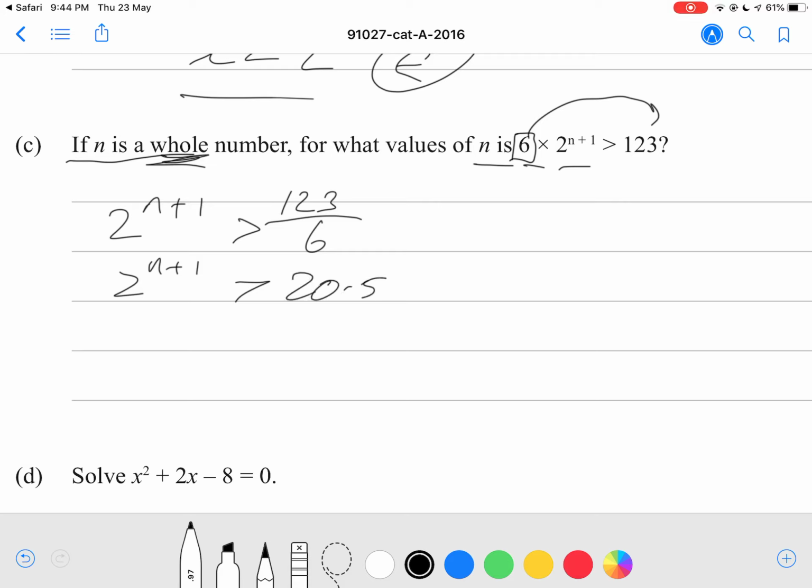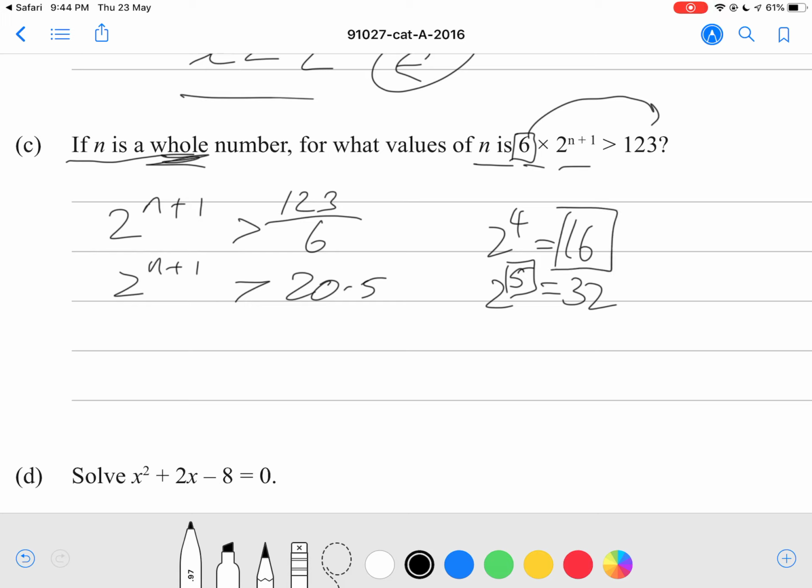Sorry about that. So you know that 2 to the power of 4 is 16, and 2 to the power of 5 is 32, okay? So it has to be at least 2 to the power of 5 to be greater than 20.5, because it's not x, it's n. Because n is a whole number, 2 to the power of n has to come out to at least 2 to the power of 5 in order to be greater than 20.5. If it's 2 to the power of 4, it's only going to be 16, and 16 is less than 20.5.